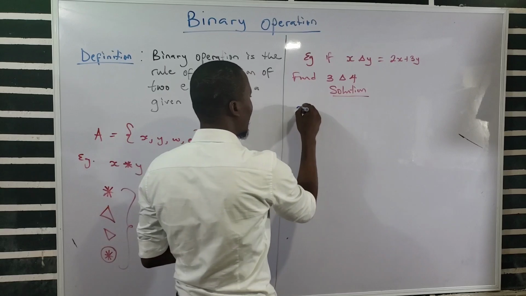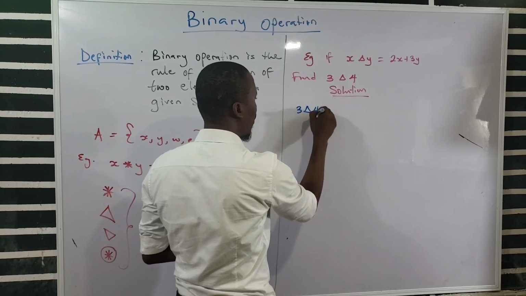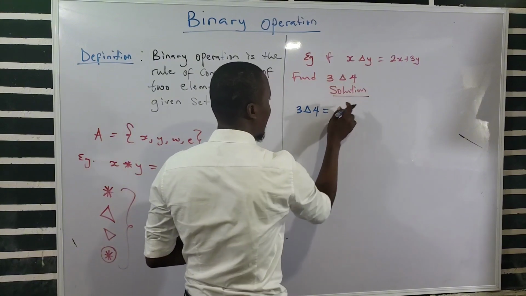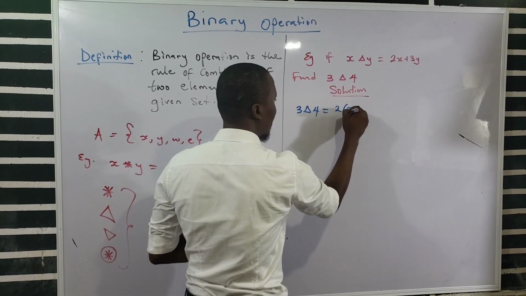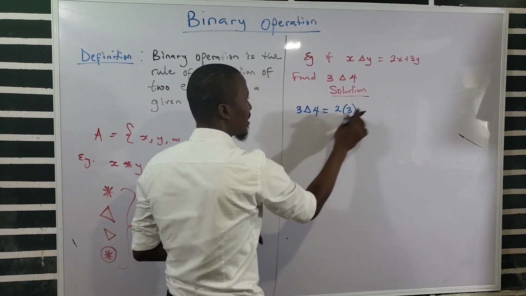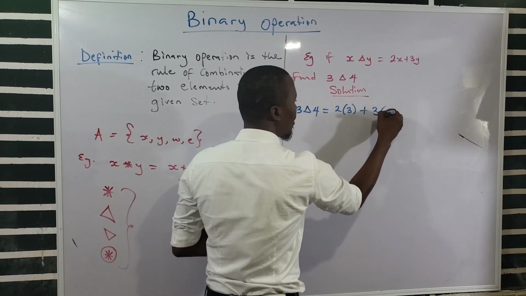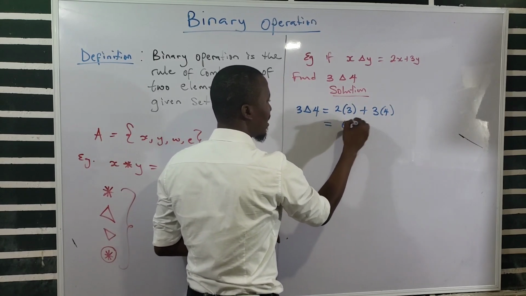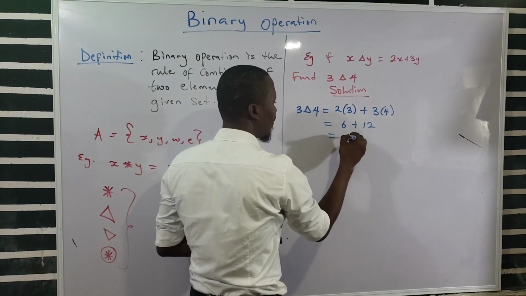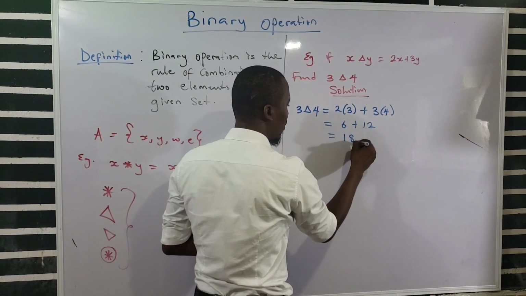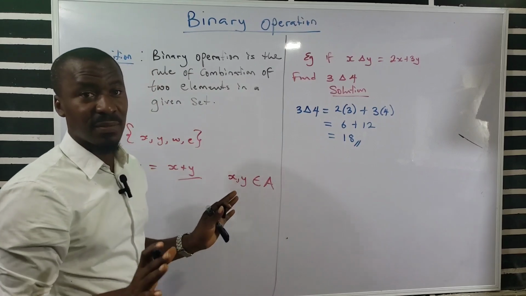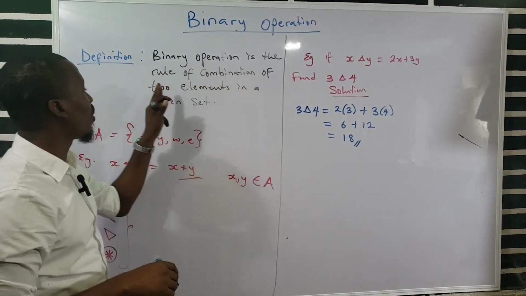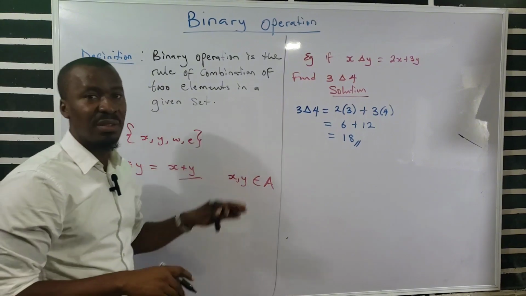So 3 binary 4 equals, obeying this rule of combination, 2 into 3, our first element, plus 3 into 4, our second element. That will give us 6 plus 12, which gives us 18. So we are done, as simple as that. So binary operation is the rule of combination of two elements in a given set.